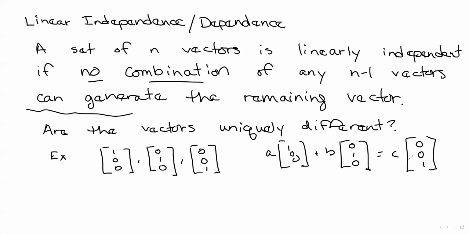If you just try to solve this, what happens? This is going to be a times 1 is a, a times 0 is 0, a times 0 is 0, b times 0 is 0, b times 1 is b, and b times 0 is 0. So if you multiply and add these two together, that's what you get. And if you multiply this one, this is what you get, right? Oops, sorry, there should be a c in there.